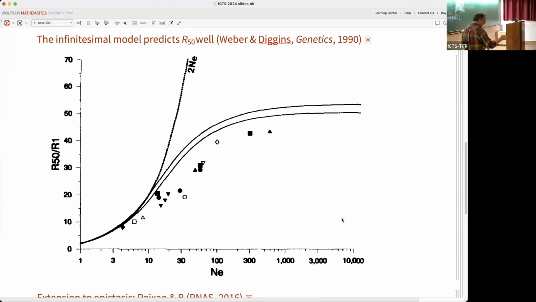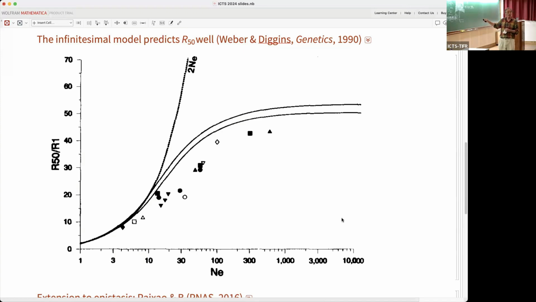Sorry, I should use this elaborate technology. Okay, this upper curve here is Robertson's limit, which is for an infinite time. R infinity is equal to 2NE times the initial change. It looks like a curve, but we have a log scale. If this was a linear scale, it would be a straight line. But we're not going for an infinite time, we're going for 50 generations. So we have something that looks like that.